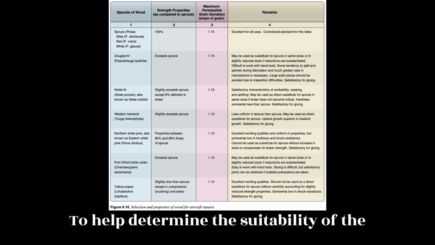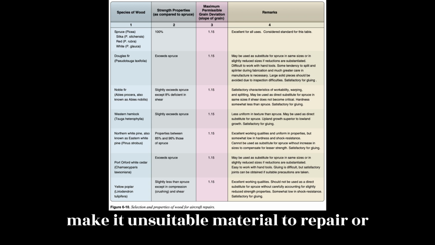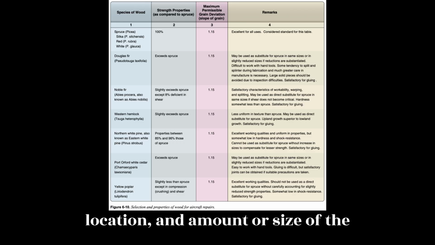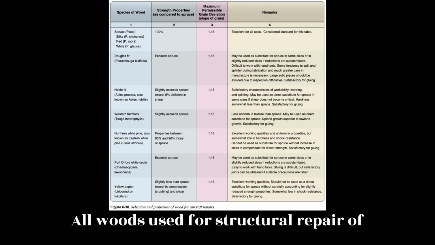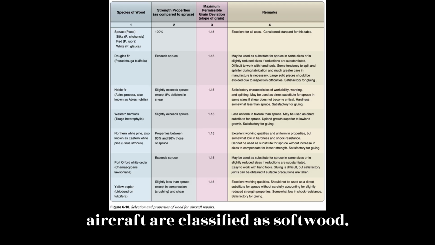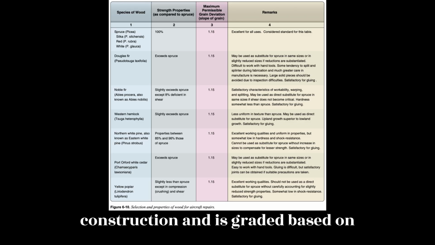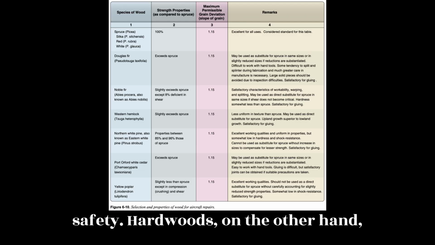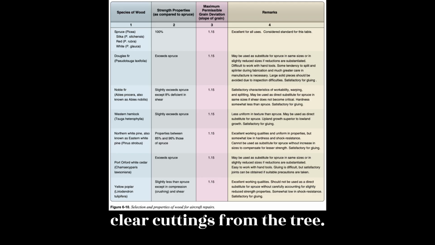To help determine the suitability of the wood, inspect it for defects that would make it unsuitable material to repair or construct an aircraft. The type, location, and amount or size of the defects grade the wood for possible use. All woods used for structural repair of aircraft are classified as softwood. Softwood is typically used for construction and is graded based on strength, load-carrying ability, and safety. Hardwoods, on the other hand, are typically appearance woods and are graded based on the number and size of clear cuttings from the tree.